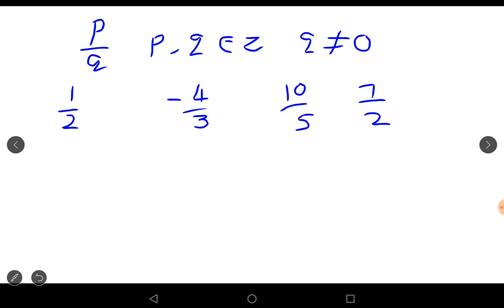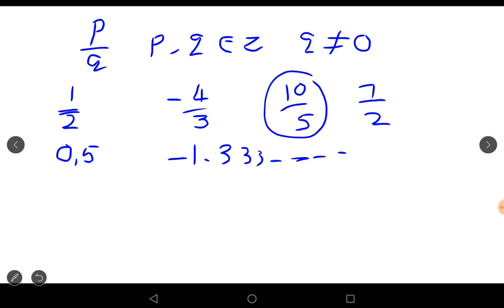Next one, 1 by 2 is the rational number, 1 divided by 2 is 0.5. This is the decimal form. Minus 4 by 3 is minus 1.3333 continuous. This is also a decimal number. This type of rational numbers are called recurring decimals, non-terminating recurring decimals.